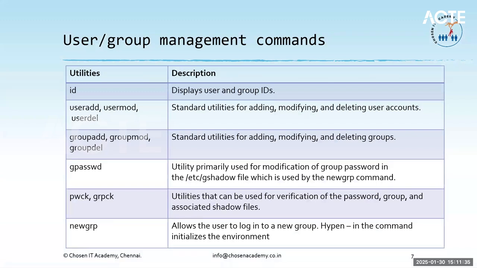Okay, so these are the user group commands. Maybe I'll just go through these commands in the system instead of just walking through. The first command is id. id will display the user and group IDs for the logged in user. Currently, if I'm logged in as Alex, and I give id and enter, it will tell the UID and GID of the currently logged in user.